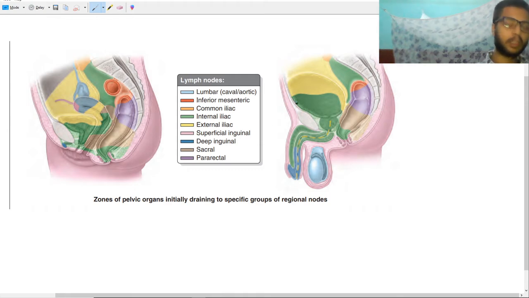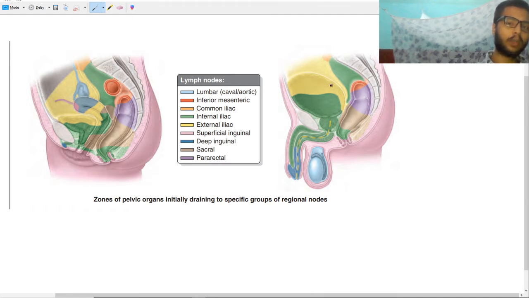Similarly, come to this picture. In male, you can see the prostatic urethra in this green color. Follow this green color: prostatic urethra, prostate, base of bladder, okay? Inferior pelvic ureter, inferior seminal glands, okay? And cavernous bodies, and anal canal above pectinate line, and inferior rectum are draining into internal iliac lymph nodes. This green color drains into internal iliac lymph nodes, okay?